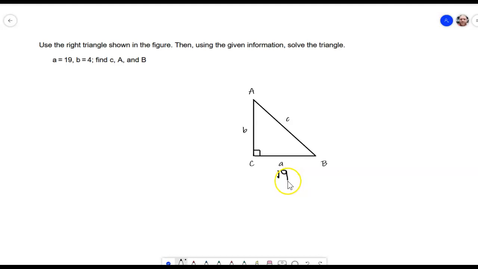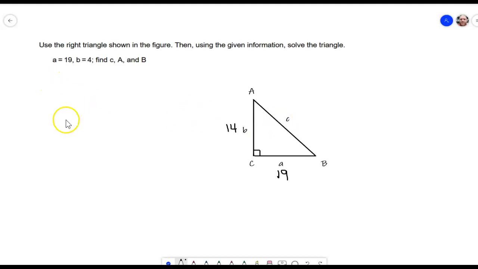All right, so that's 19 there, and this over here is 14. In this case, we want to know c, we want to know A, and we want to know B. They're not asking for big C because we already know that. That's a right angle, which means that's 90 degrees. All right, so let's go ahead and find little c first, and we can do that just using the Pythagorean theorem.